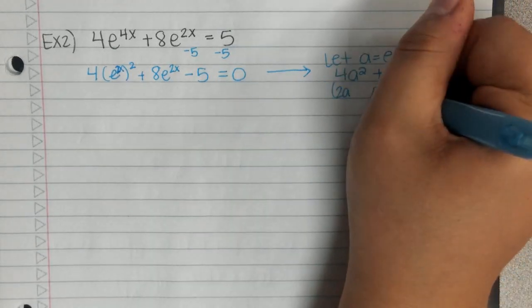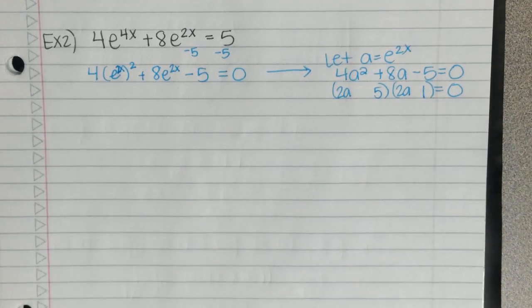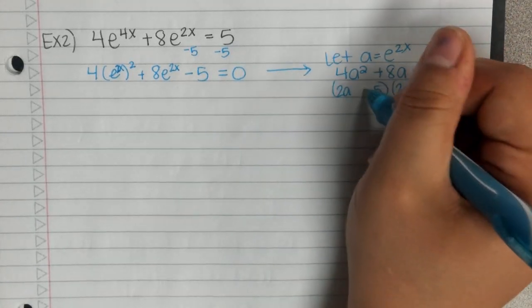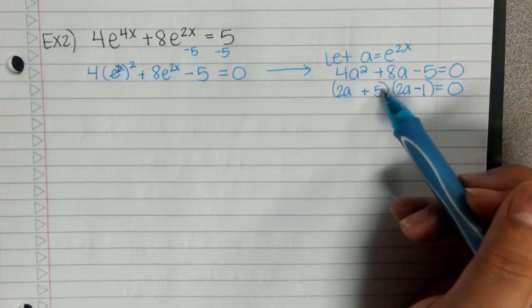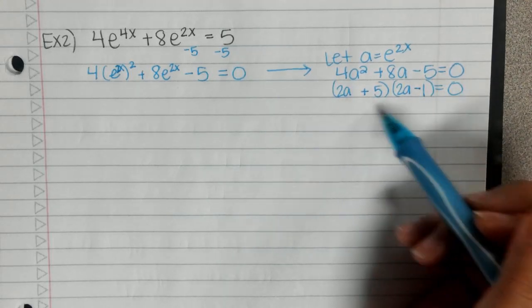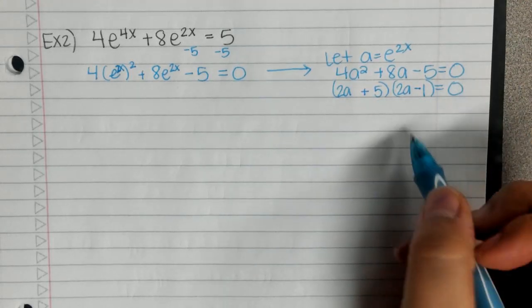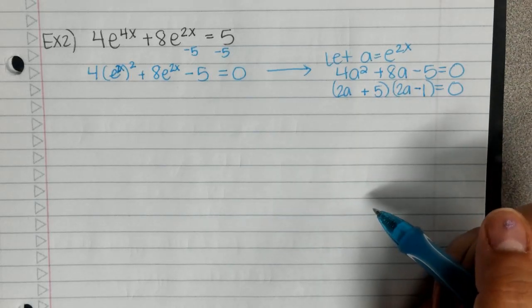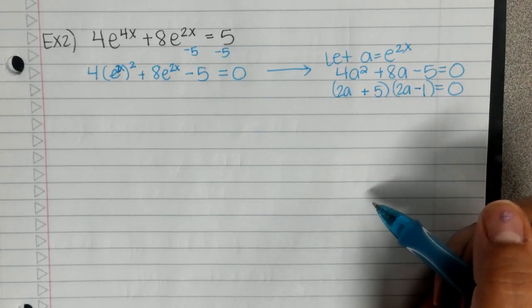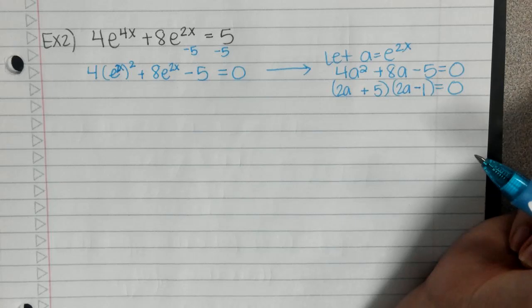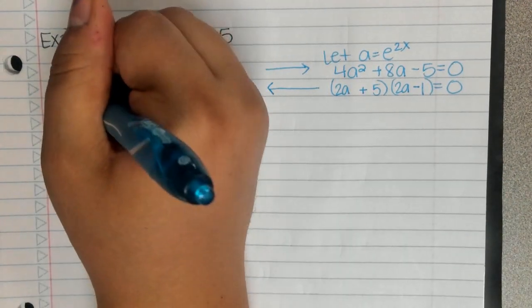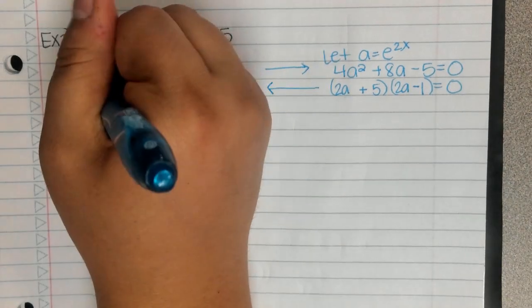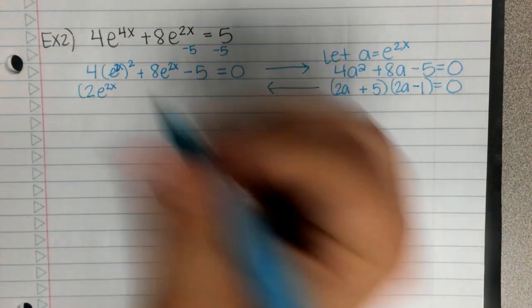And if I put 5 anywhere, can I get 8? It has to be a positive 5 and a negative 1. Because 5 times 2a is 10, and 2a times negative 1 is negative 2, which gives me positive 8. Does that make sense? Now what do I got to do? Go back and rewrite them, but instead of a's, what am I writing? E to the 2x.